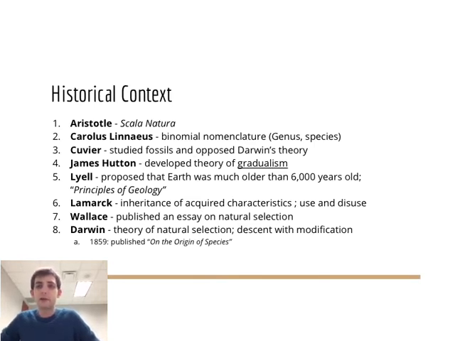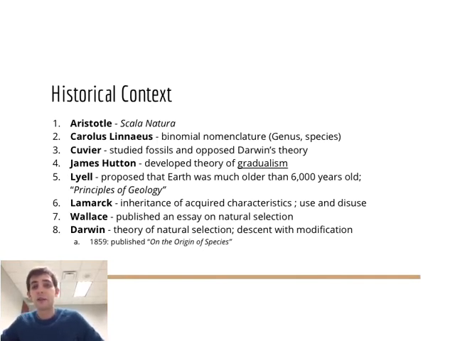Carolus Linnaeus, he was responsible for developing this taxonomy that we use for organisms. So he studied binomial nomenclature, which is naming organisms using their genus and species. We'll talk about that in a later video in our next unit. Cuvier, he studied fossils and he actually opposed Darwin's theory. So what he proposed was that the changes that he saw in those fossils were due to catastrophic events on Earth, not due to natural selection. And so he was constantly going against Darwin, saying that his theory was incorrect.